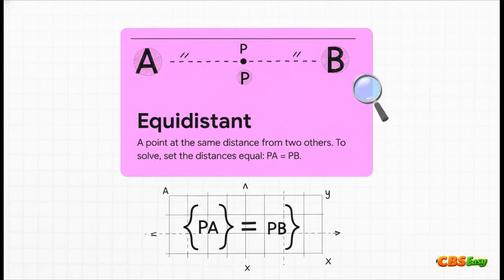And the last keyword for the distance formula is equidistant. It means exactly what it sounds like, equal distance. So when a problem says point P is equidistant from points A and B, it's giving you a direct instruction. It's telling you, set the distance PA equal to the distance PB. This will create an equation you can solve.